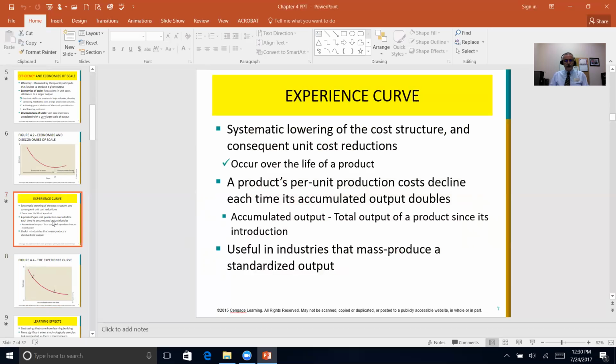And part of this experience curve, if I can go back, refers to the systematic lowering of the cost structure and the consequent unit cost reductions. And that we can observe that over the life cycle of that particular product. And according to the experience curve concept, per unit manufacturing costs for a product typically will decline as some of the characteristics are developed, as far as the learning curve, experience curve, utilization of technology, innovation, decreasing rework as a result of improving our quality initiatives. Using the economies of scale certainly will aid in that particular endeavor.